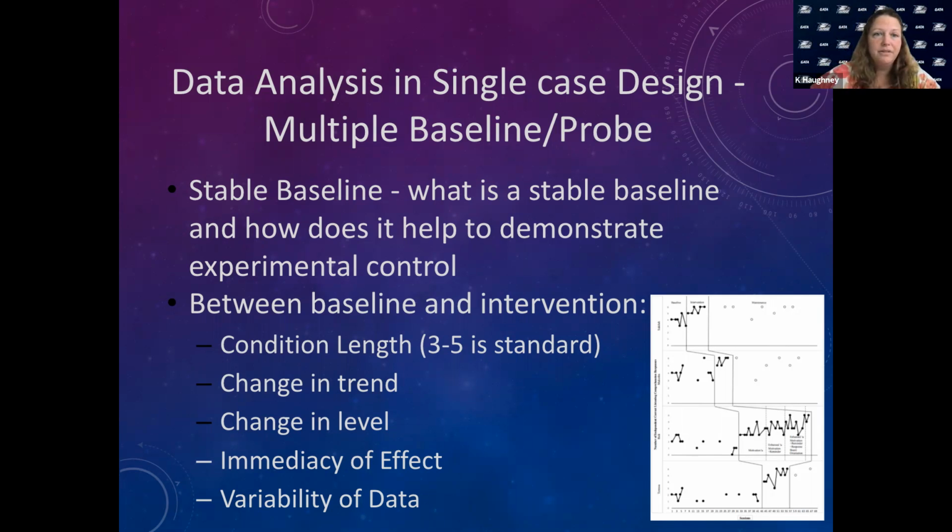Immediacy of effect is another thing we would take a look at when looking at the difference between conditions. When we're looking at baseline, what happens when intervention is introduced? Is there an immediate effect, or is the effect more gradual? Either way, you're going to have some implications for talking about the functional relation in the end. And then finally, the variability of the data in general. Sometimes that tells you something important about what's happening, and sometimes it really is a problem for the internal validity of the study. So you have to pay attention.